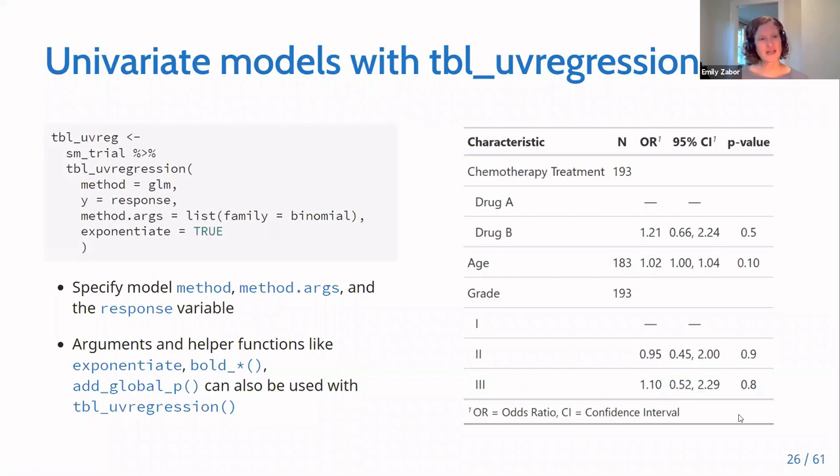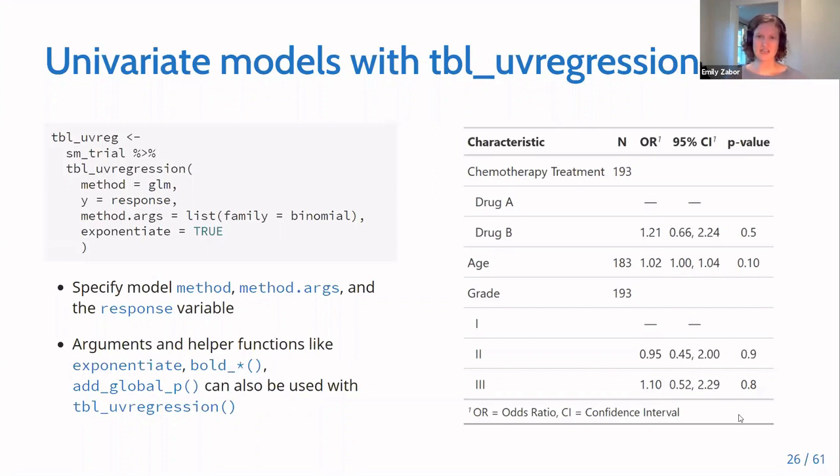So you can specify different arguments that would get passed to the method that you're using. So here in method.args, I've said that I want to use family equals binomial. You can use a list to specify multiple arguments that get passed directly to glm. And then again, I'm saying that I want to exponentiate these. And so this is a really nice way to be able to get univariable regression results into a table for multiple variables without having to even fit the models yourself or to pass a bunch of tbl_regression calls.